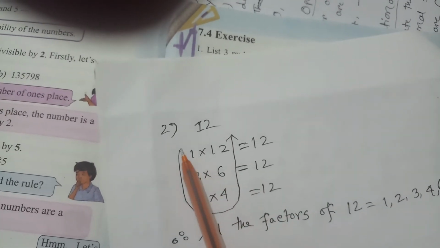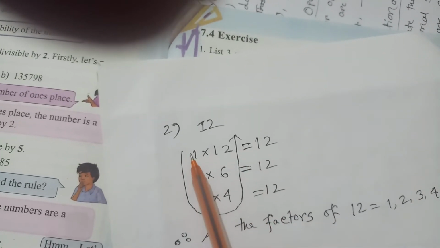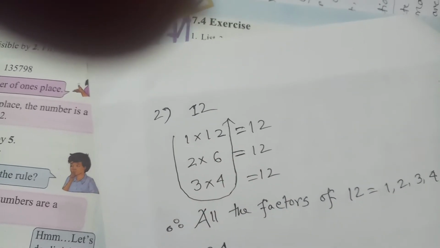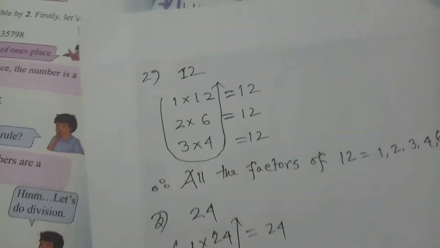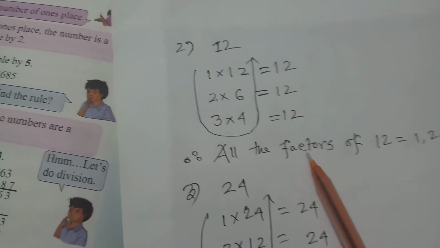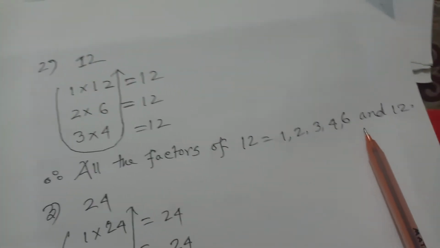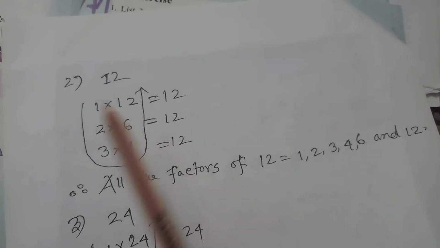So we draw a sign of U. 1, 2, 3, 4, 6, and 12 all are factors of 12. So we can write all the factors of 12 equal 1, 2, 3, 4, 6, and 12.